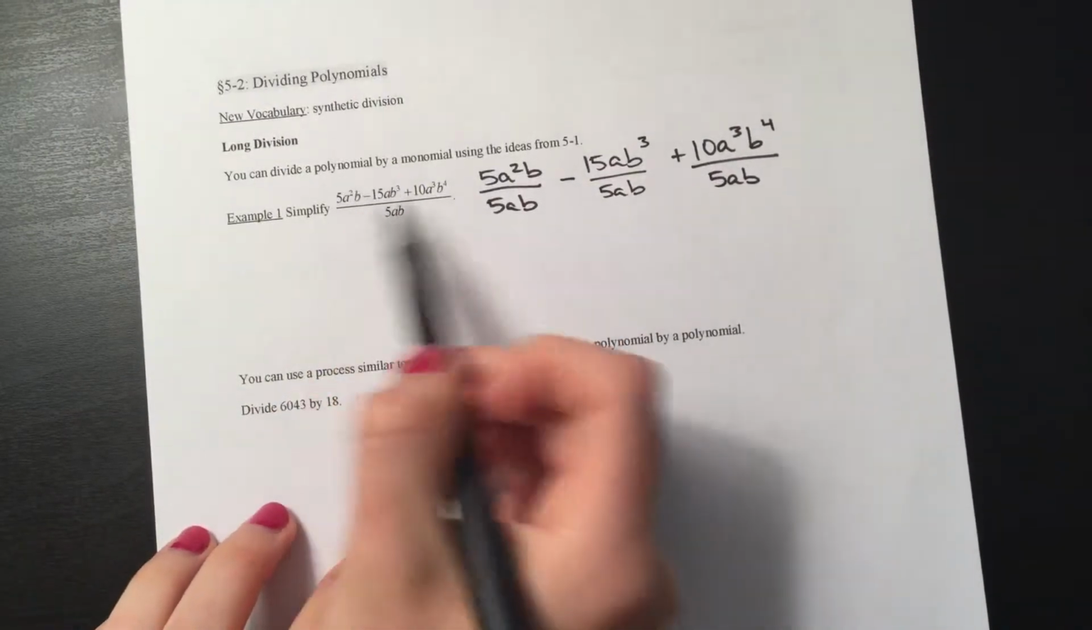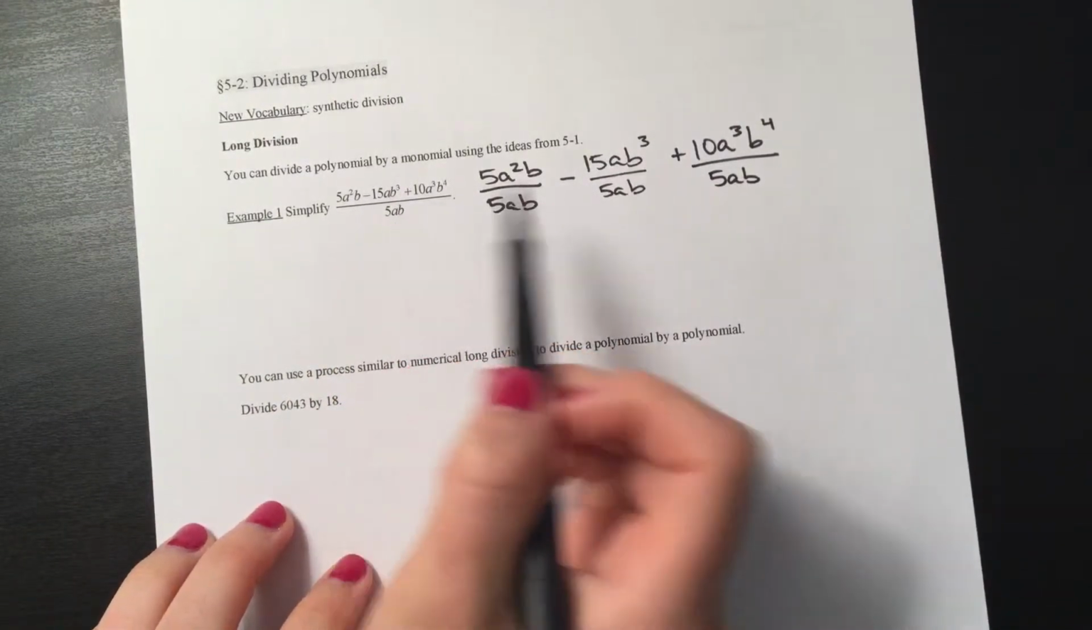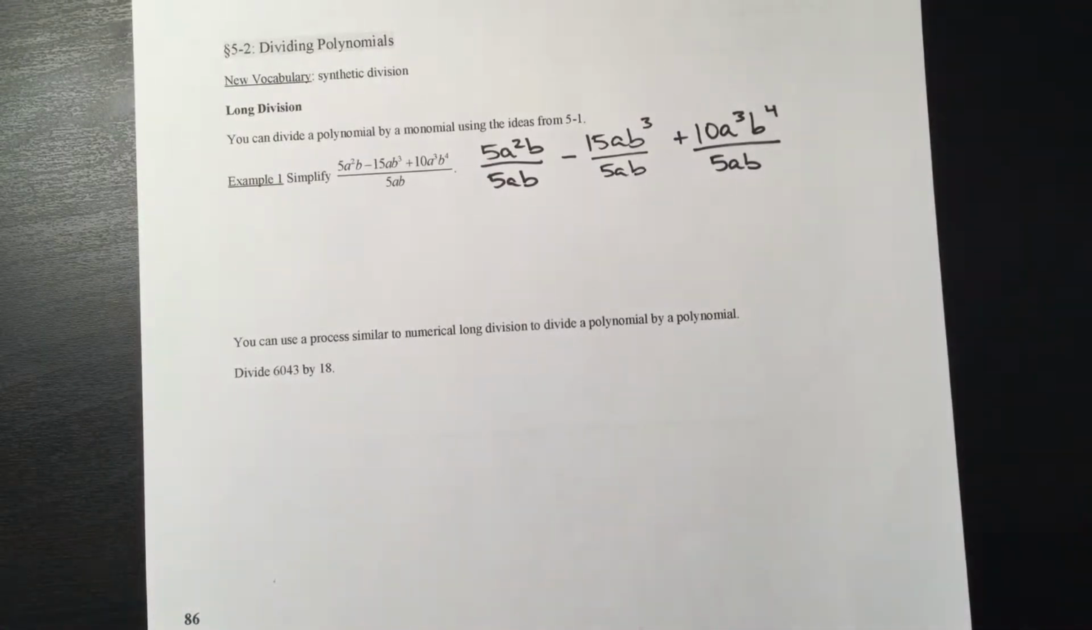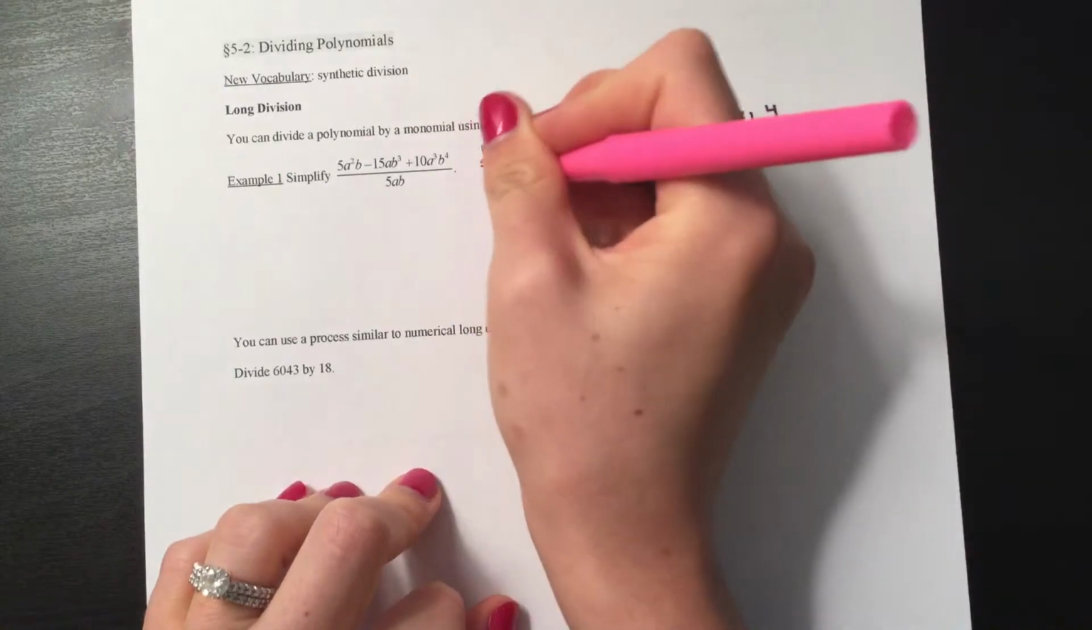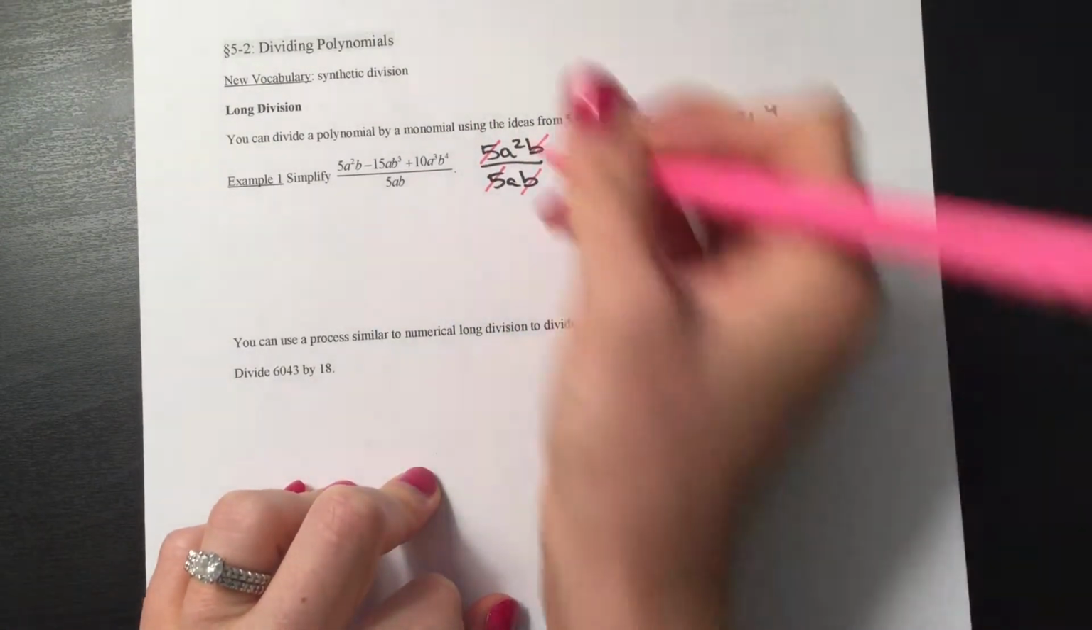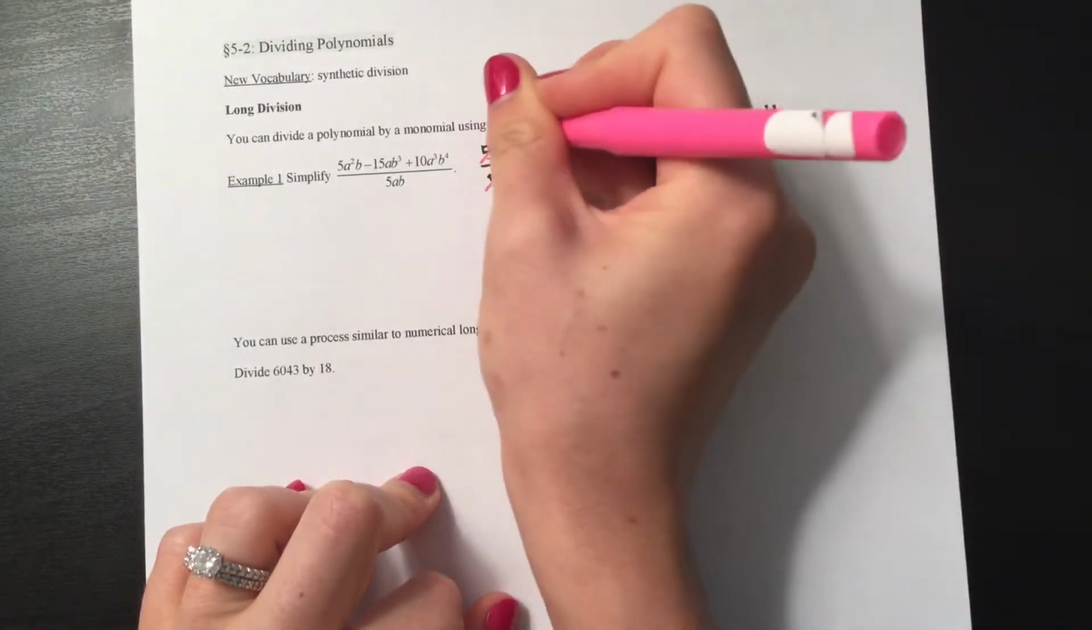Because really when you have this whole quantity divided by 5ab, it's like taking each individual piece and dividing it by 5ab. And then you're going to reduce down as much as you can, simplify it up. So here, 5 over 5 cancels, b over b cancels, and then a squared over a reduces down to just an a.